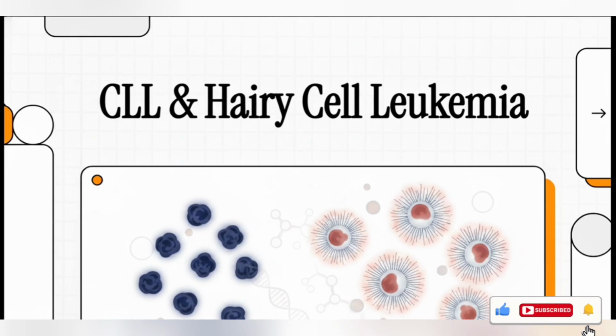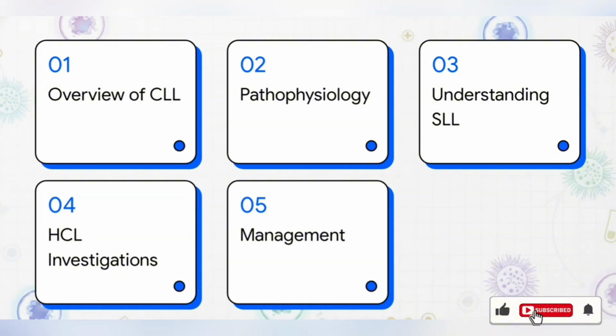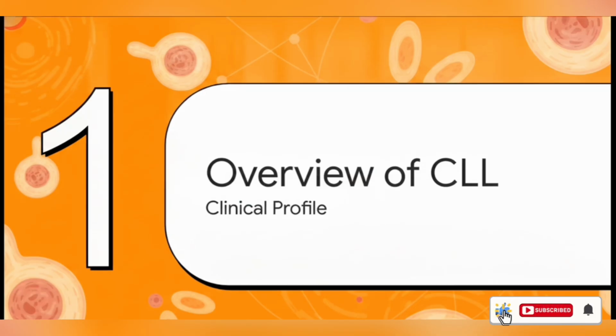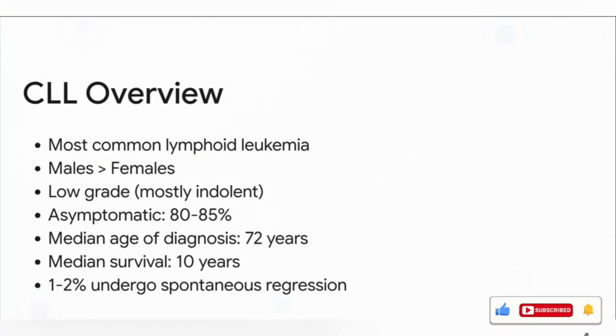So, focus बनाए रखना. Here is our roadmap for today. एकदम systematically जाएंगे. First, an overview of CLL, then the pathophysiology of CLL, understanding SLL features, hairy cell investigations, and finally, treatment and associations. Section 1, Overview of CLL. Now, what's really interesting about this next part is how these patients actually present in the clinic. These points right here, ये direct NEET PG MCQ आता है.